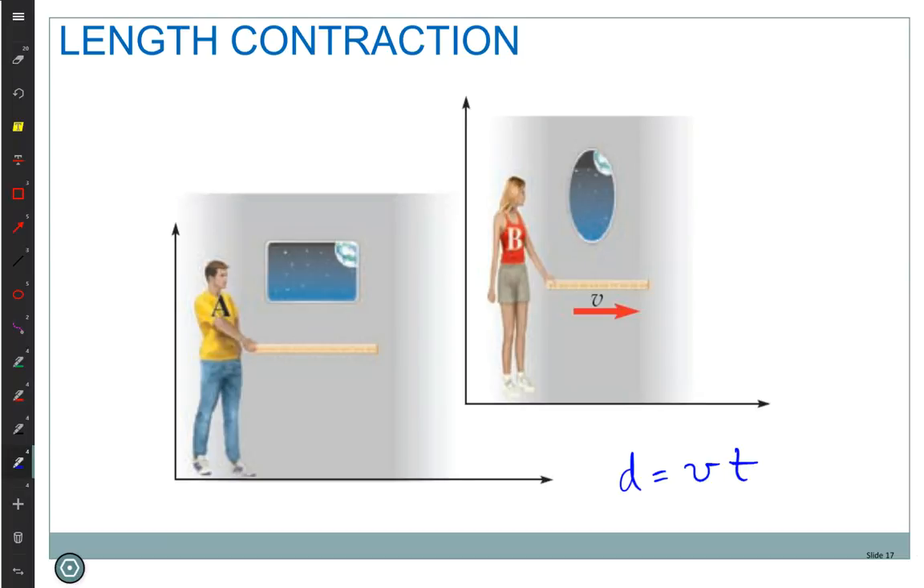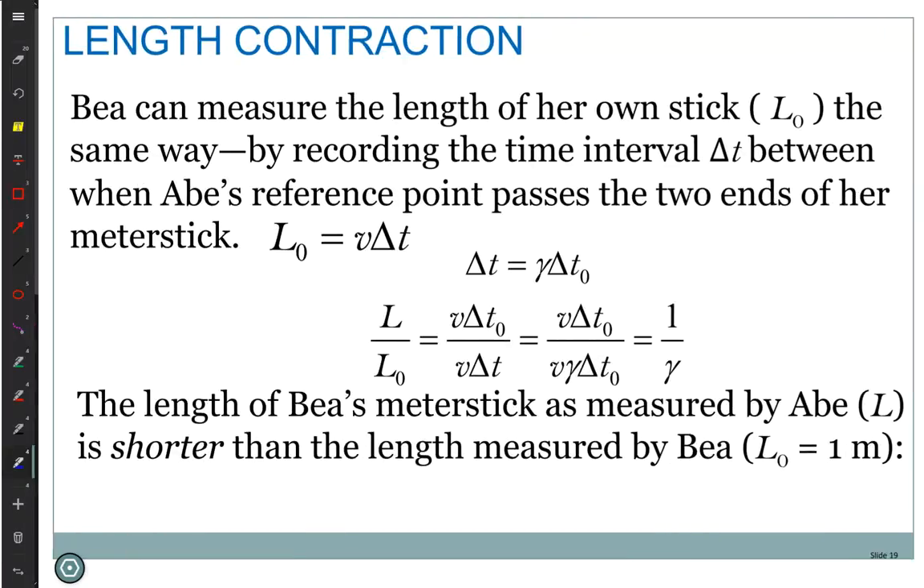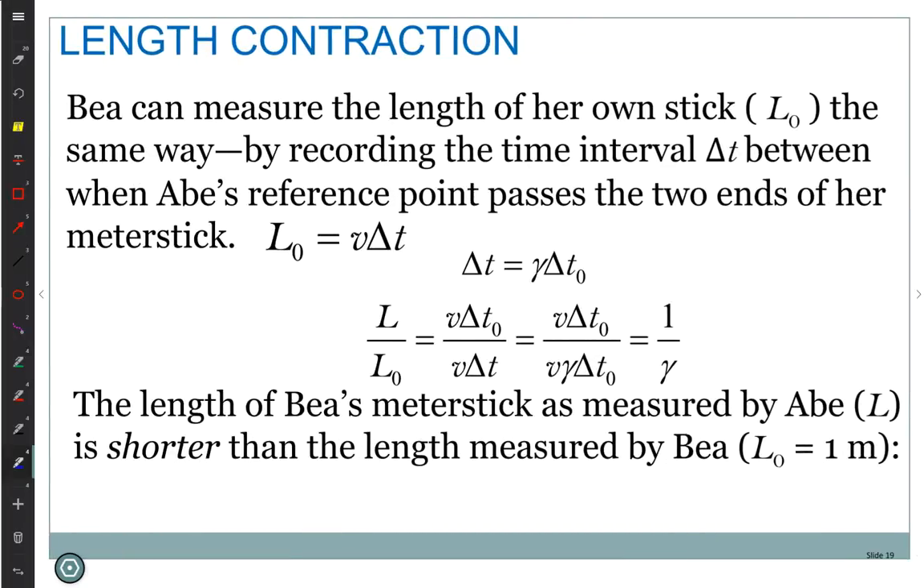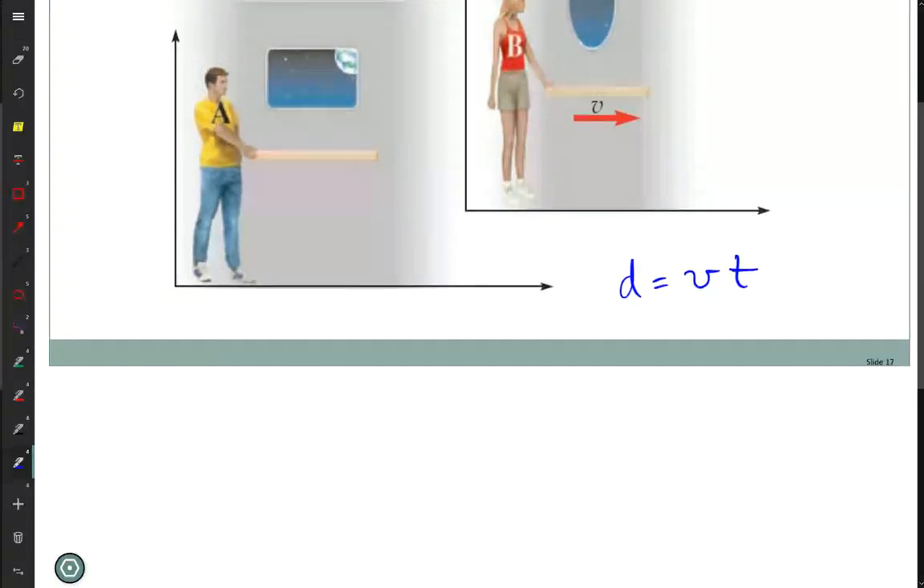This is once again using Abe and B, where one's traveling next to the other, and we suggest a way of measuring the length. Length is the speed multiplied by the time that's elapsed. And of course, for Abe and for B, you have different times that elapsed. So if you put those together, this is really just using this equation. Distance is speed multiplied by time. So distance on Earth is equal to speed multiplied by delta time on Earth. Distance in the spacecraft is equal to speed multiplied by delta time.